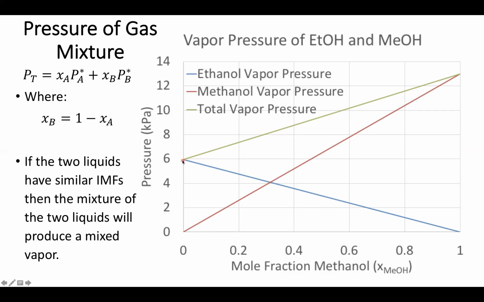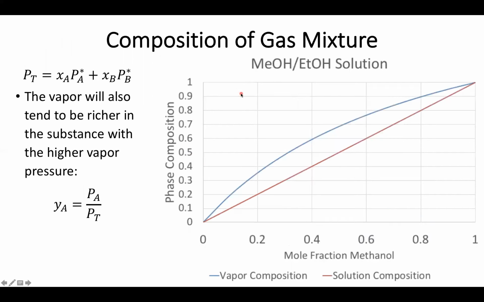And then simply, if you want to figure out what the total vapor pressure is, just draw a line that links the vapor pressure of one pure component to the vapor pressure of the second pure component. And again, it is worth noting that this does rely on the fact that they have very similar IMFs. It won't work quite so well if they have different IMFs, which we'll go ahead and look at next time.